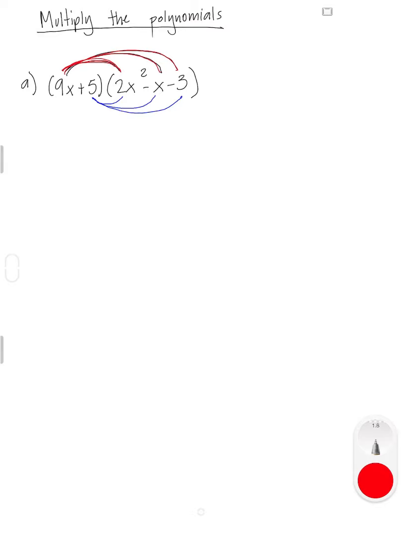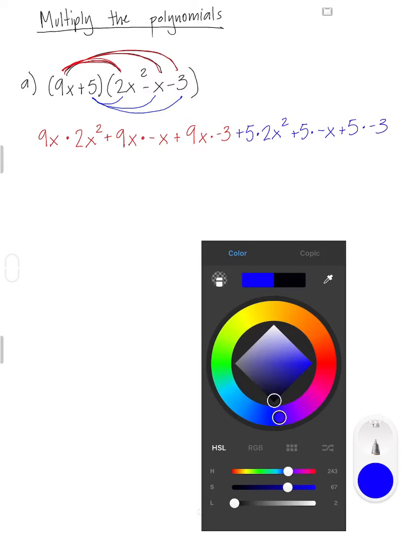So let's start with the 9x. So we're going to have 9x times 2x squared. I'm not using parentheses in this case, but you can use parentheses if you want to, or just the dot for multiplication. And then plus 9x times negative x, and then plus 9x times negative 3. And then we're going to have plus 5 times 2x squared plus 5 times negative x, and then plus 5 times negative 3. Okay?